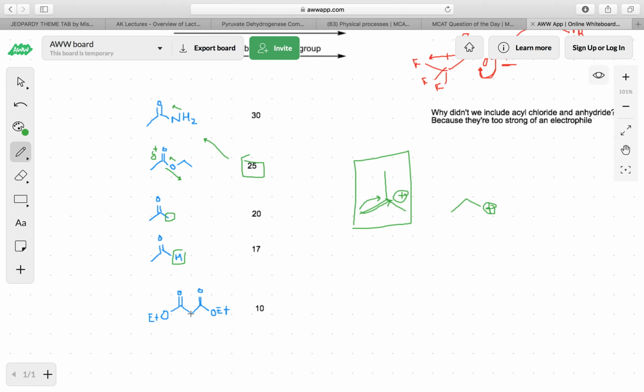The reason why is because if I put a lone pair on this middle carbon over here, it can resonate both to the left and to the right. And we know, let's say I take an acid up here, and if I deprotonate the acid, we're going to end up with a base.